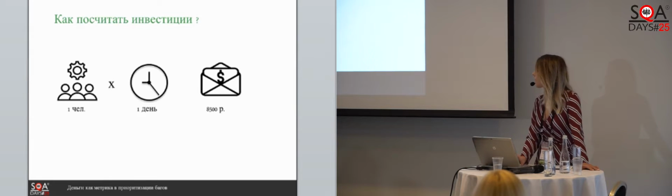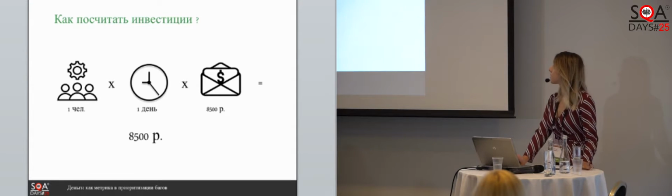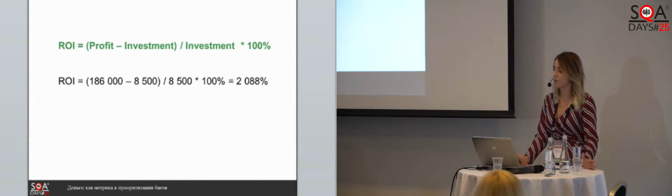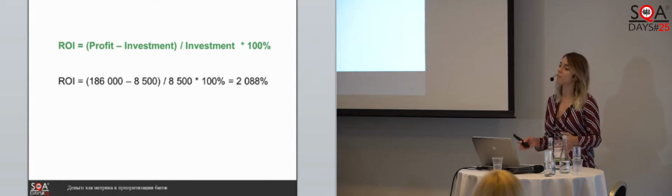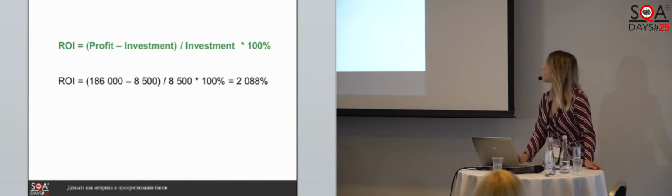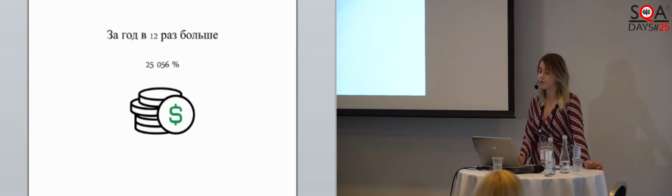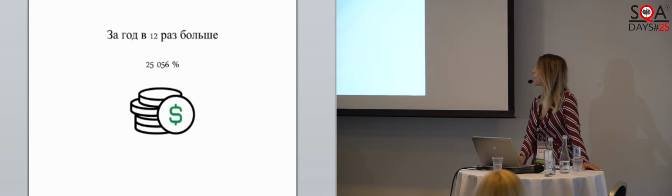So this is, for example, the developer. For example, one day of his work is 8,500 rubles, and then we know this, and to calculate the cost of the product, we insert it in the formula, and that's the result, higher than 100%. It means that every ruble spent on bug fixing yields a return of 20 rubles. And if we project that on a month or on a year, then you see how much we save. So in most of the technical bugs, it's like that.